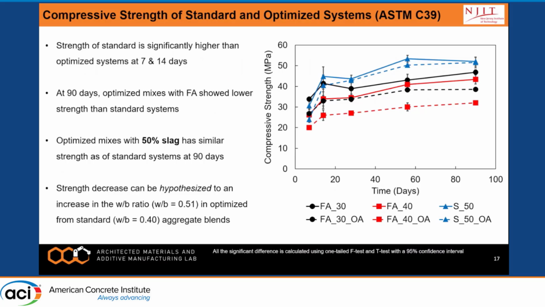The compressive strength: these are the compressive strength plots from 7 to 90 days. There was a bit of a reduction in the compressive strength at 7 and 14 days, specifically for the fly ash case. However, as we approach the 90-day strength, we see that the case with 50% slag and the optimized aggregate doesn't show any statistical variation in the compressive strength. There were some cases, but we hypothesized that because we increased the water to binder ratio in these optimized aggregate cases, we do see a bit of a reduction in our compressive strength.